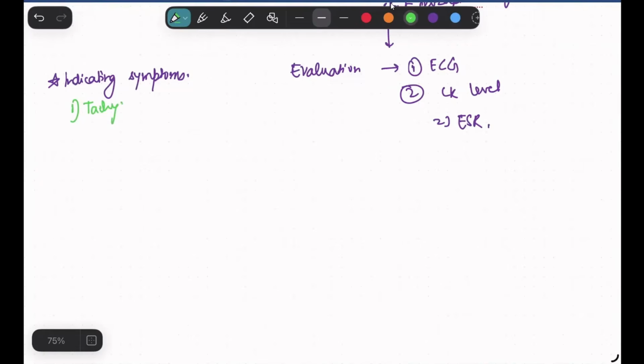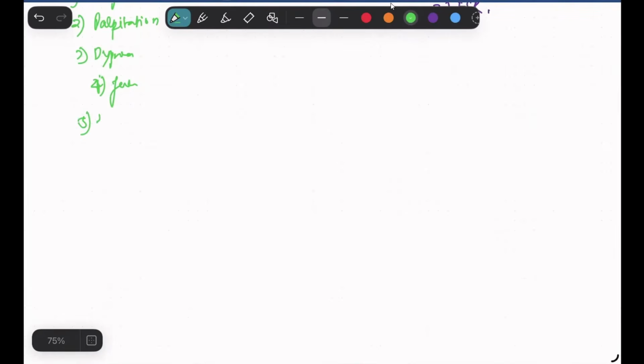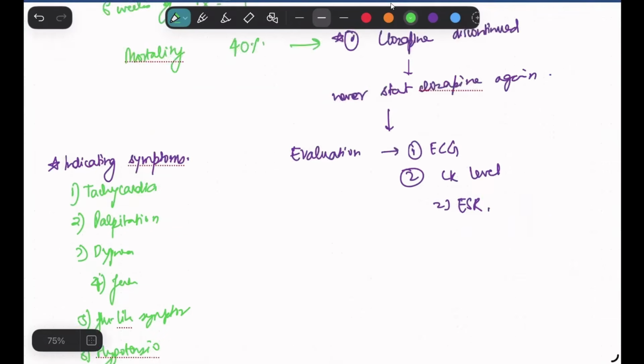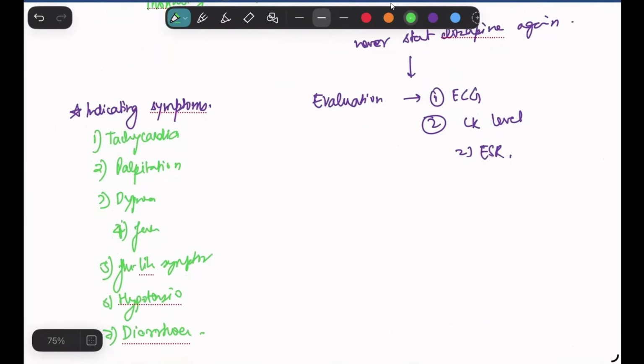First one is tachycardia, as we discussed. I already told you about it, but I am writing it so that you can remember: palpitation, dyspnea, fever, flu-like symptoms, hypotension, and even sometimes diarrhea. These symptoms should actually raise concern. Now, this was the sixth side effect.